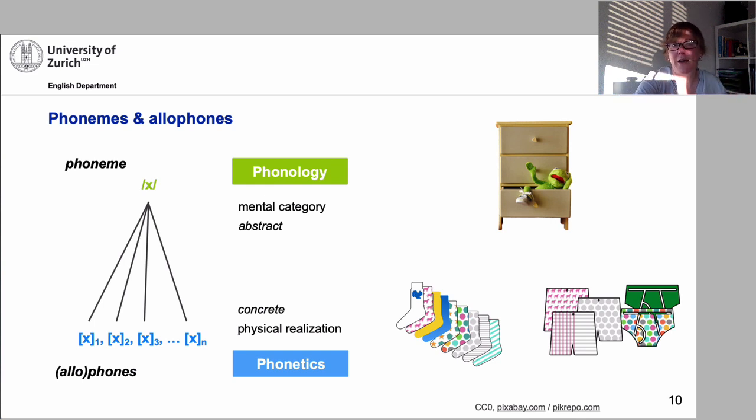functional categories, and we put them into different categories. So that's more or less what happens with the distinction between phonemes and allophones: different variants of the same phoneme would still classify as that particular phoneme.